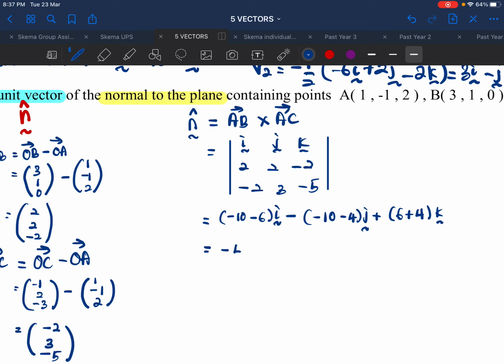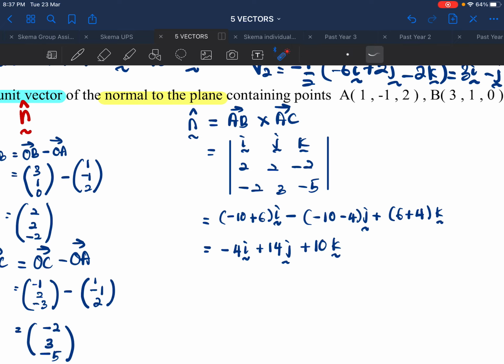So, kat sini kita ada negatif, sini plus kan. Tutup I, negative 10 minus negative 6. Okay, itu plus. So, negative 4I. Kat sini kita akan dapat plus 14J. And belakang kita akan dapat plus 10K.